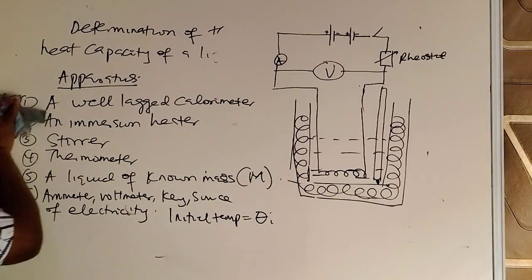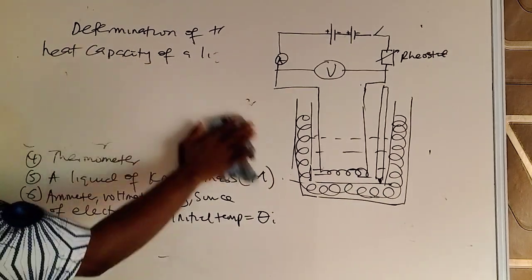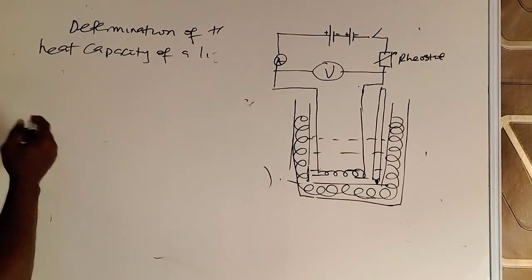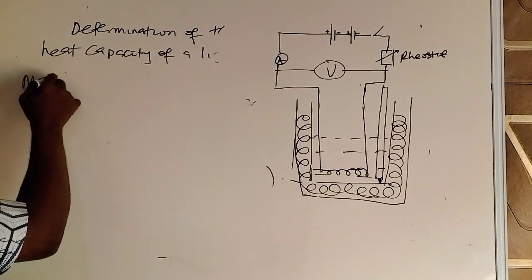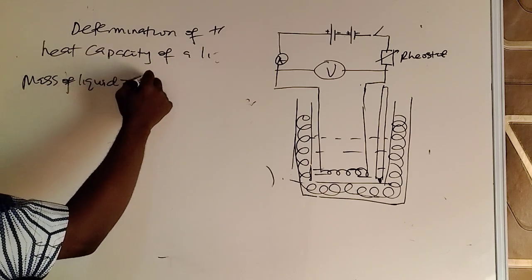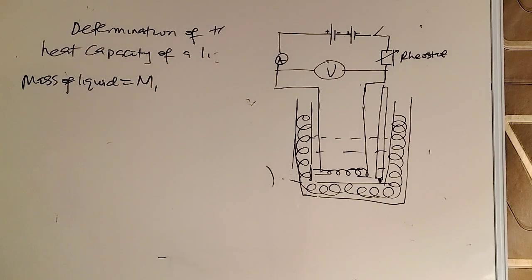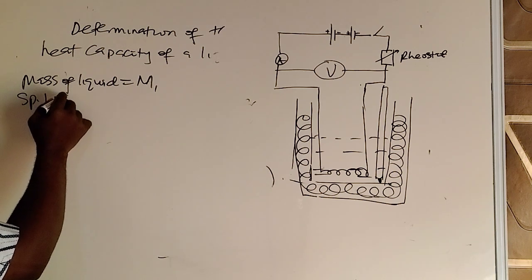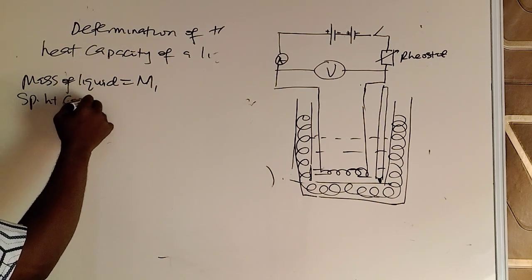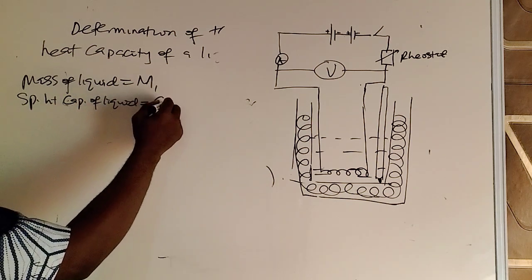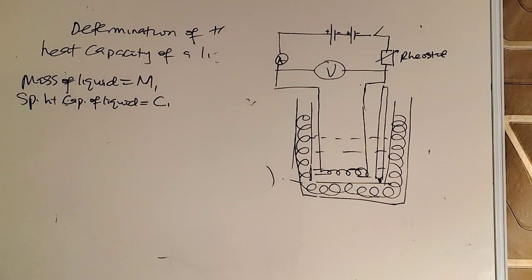So let me go through it again. I mentioned the equipment required. So we need a liquid. Let the mass of the liquid whose specific heat capacity we want to determine be M or M1. Let the specific heat capacity of the liquid, which is unknown, be C1.